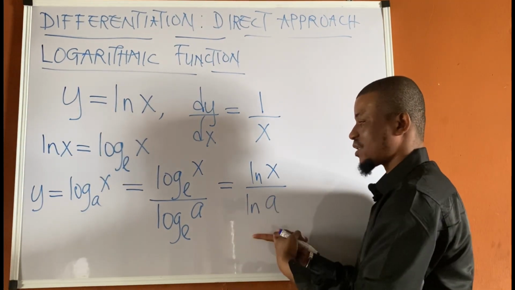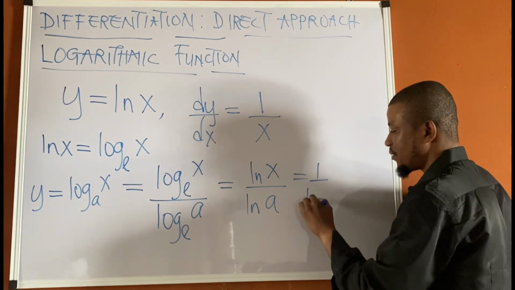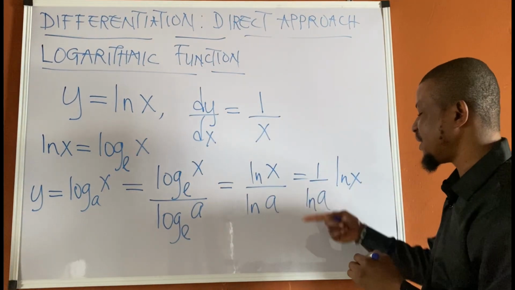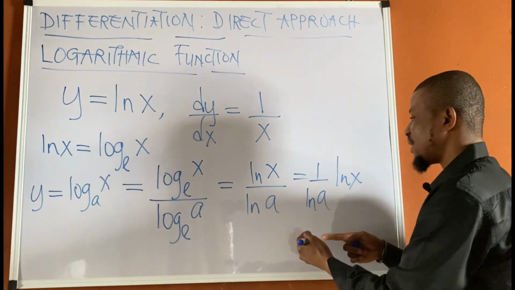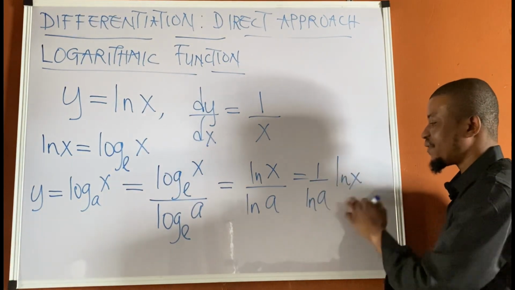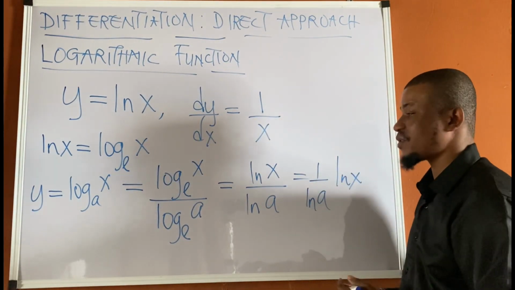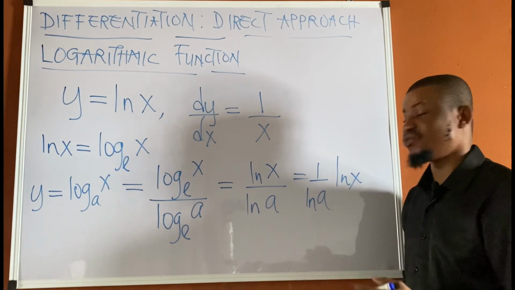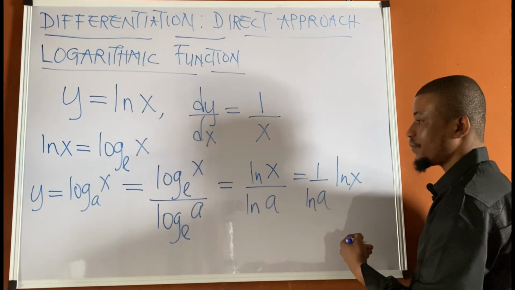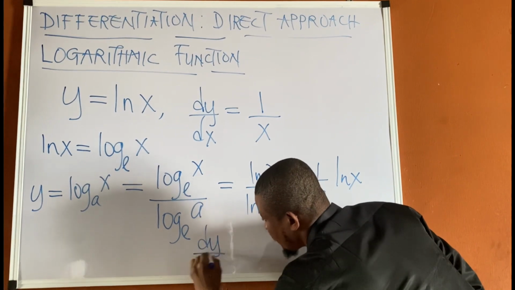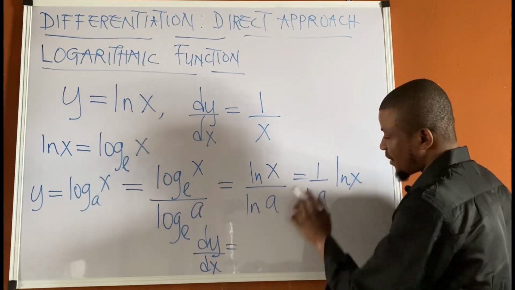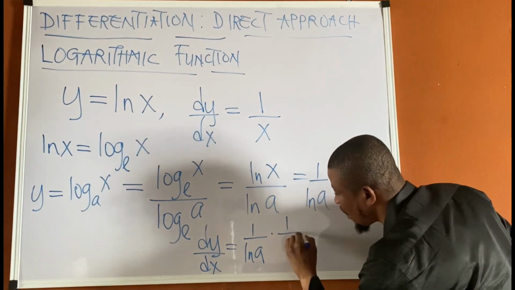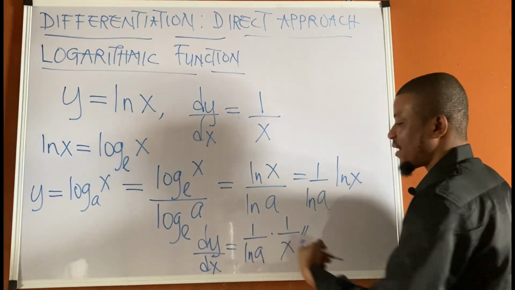ln a is also a constant value, so we can factor out 1 over ln a, then ln x, and perform dy/dx on this. Since this is a constant, we can just keep the constant by the side and differentiate ln x. Later on, I will talk about various rules of differentiation, like the constant rule, the sum and difference rule, and many others. So differentiating now, I simply keep 1 over ln a, then differentiate ln x, which gives 1 over x, and this is my derivative.